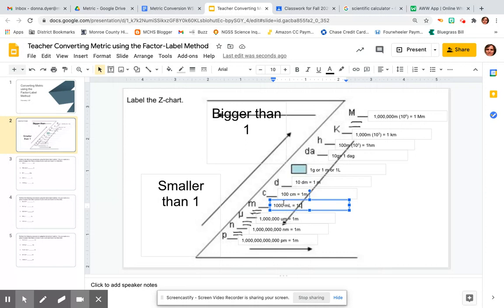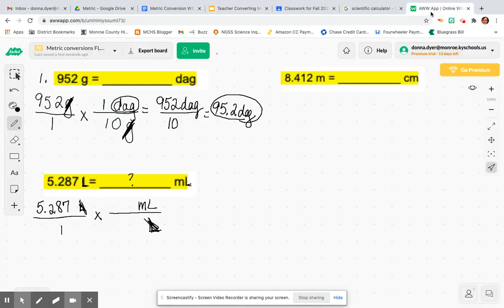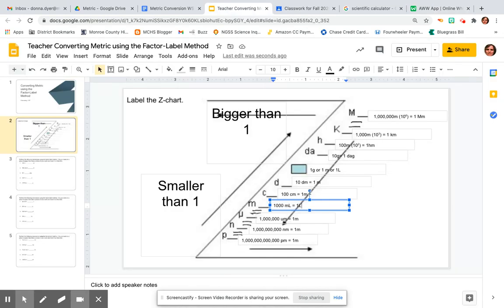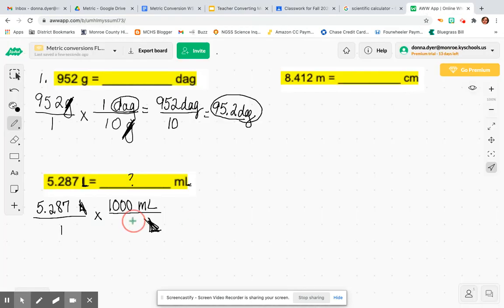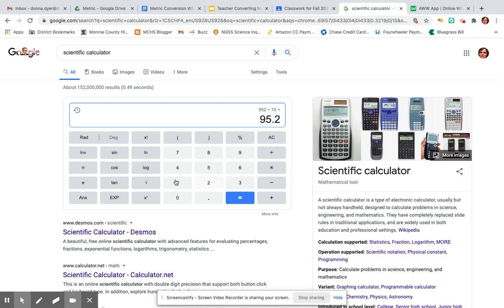So 1,000 in front of milliliter in my conversion factor, 1,000 in front of milliliter in my problem. 1 in front of liter in my conversion factor, 1 in front of liter in my problem. Okay, so now my liters are canceled out. Milliliter is what I'm solving for, and that's what I have. Now I'm ready to multiply across the top, multiply across the bottom, and then divide. So when I multiply across the top, 5.287 times 1,000 gives me 5287. And if you don't know if that's what that is, then you just type it in over here.